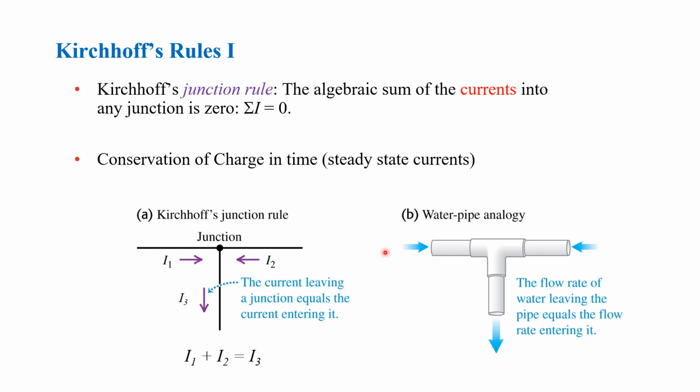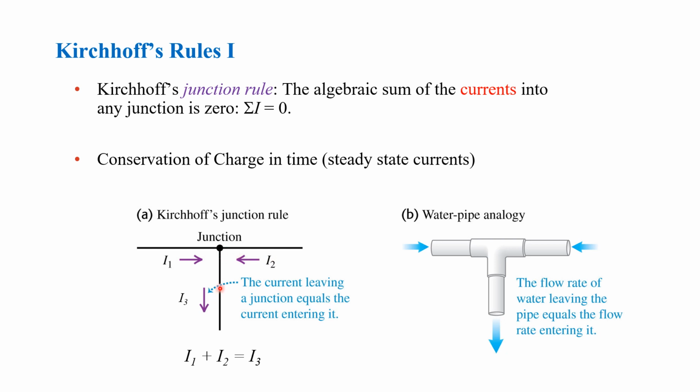A water pipe analogy is you have this one here. You have two waters going inside, and then another water going inside, and these two waters combine into this water here that flows out, and the flow rate of the water leaving the pipe equals the flow rate entering it, as you know. And this is similar to your current. Since you have these two currents going inside, and then going outside, the current leaving the junction equals the current entering it. So current I1 plus current I2 is equal to your current I3.